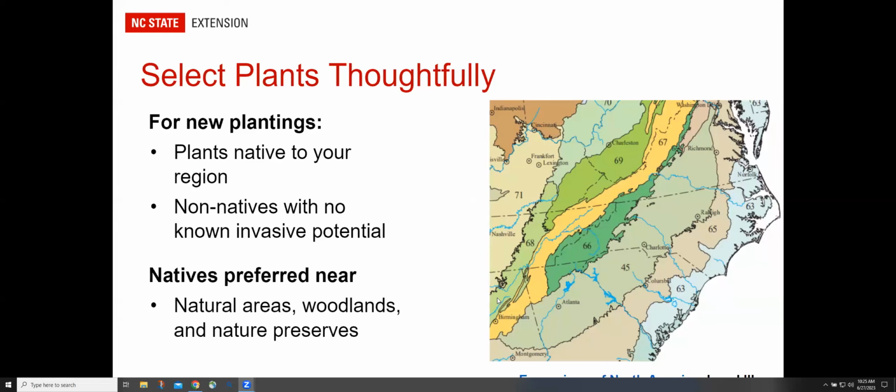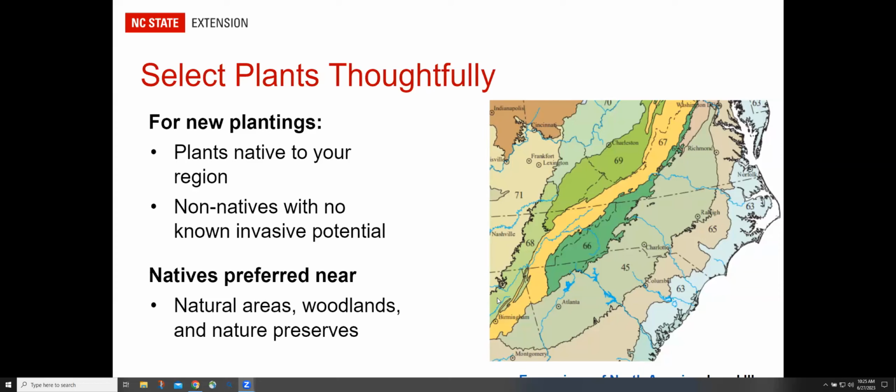And then a lot of times there is a discussion: so should we only do natives? We're not saying that, of course, all non-native plants are going to be invasive. It's actually a very, very small percent of them, around 3% I've seen cited in literature. So most of our exotic or non-native plants are going to be fine.